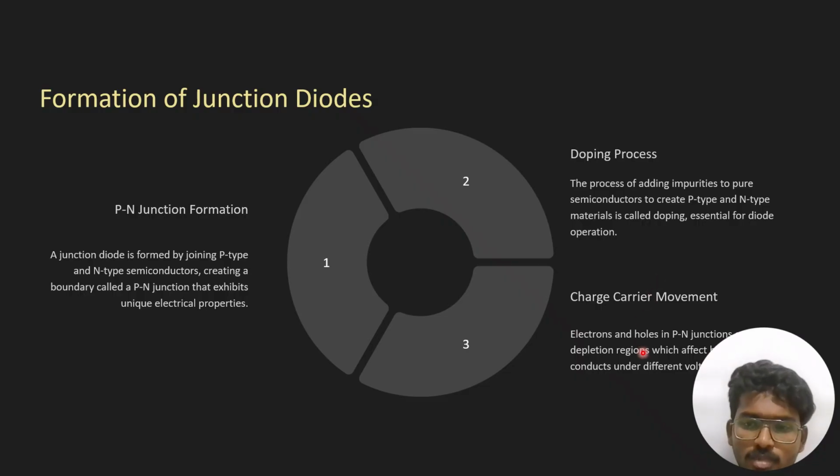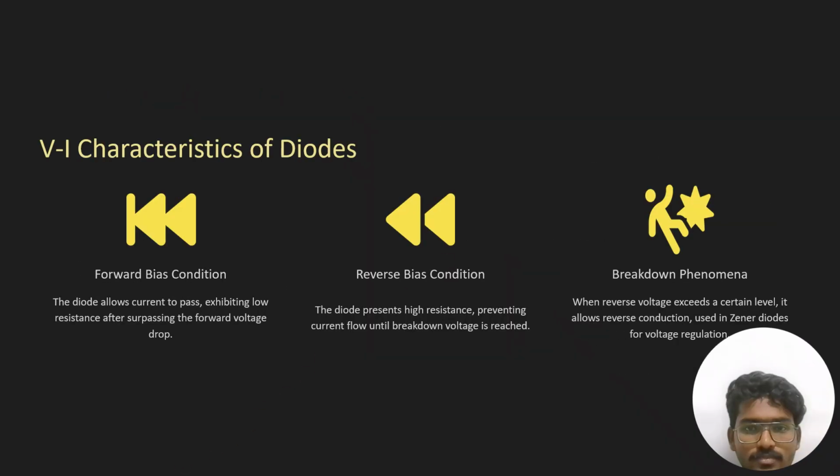Charge carrier movements. Electrons and holes in the p-n junction create a depletion region, which affects how the diode conducts under different voltage conditions. Let's move to the VI characteristics.